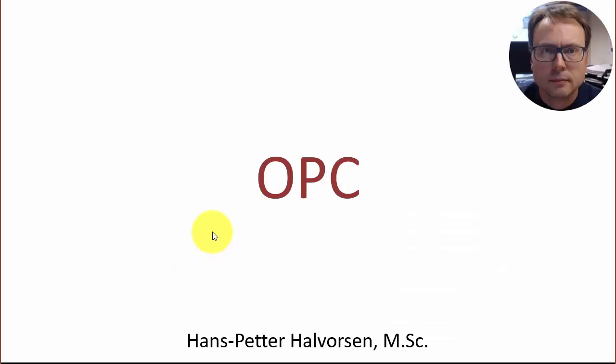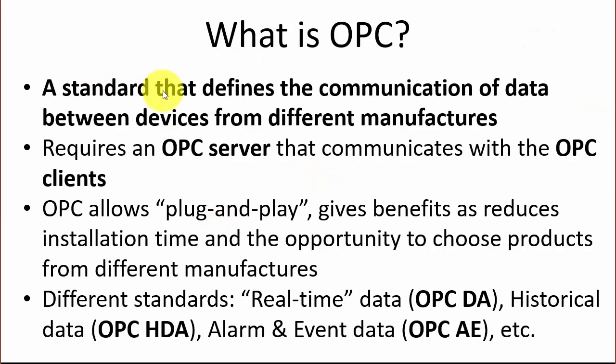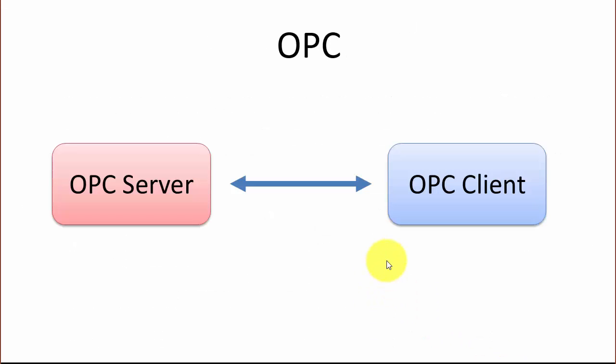So what is OPC? OPC is a standard that defines the communication of data between devices from different manufacturers. You typically require an OPC server that communicates with one or more OPC clients. We have different standards. We have OPC direct access, OPC historical data access, OPC alarm and events, etc. So here you see the typical scenario where you have an OPC server and you have one or more OPC clients that communicates with the server and share data.